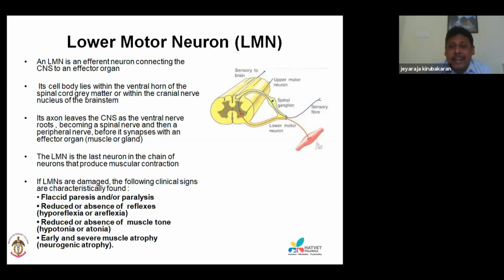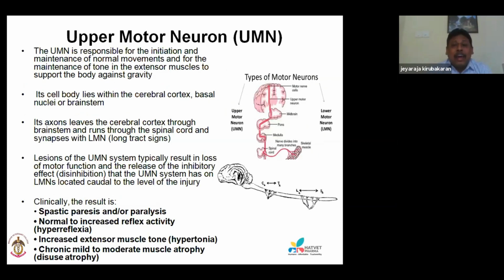So the particular movement of the limb or muscle is because of this LMN. If the LMN is damaged, that limb goes flaccid and its muscle tone goes off, and the reflexes are reduced or absent, and the atrophy will be a neurogenic atrophy, which will be very quick to happen. Whereas coming to the upper motor neuron, actually the neuron's cell body is situated in the cerebral cortex, and the axons run through the entire spinal cord, and it connects to the lower motor neuron.